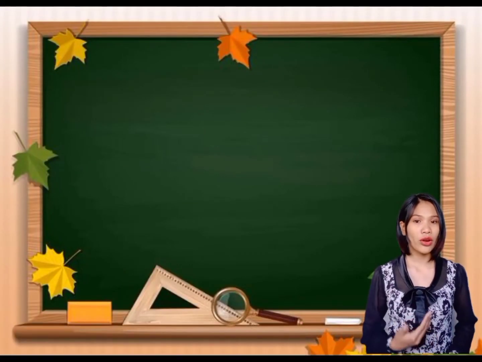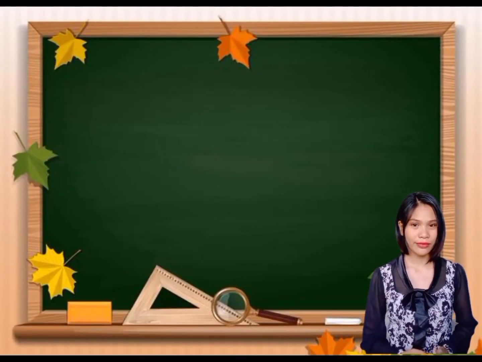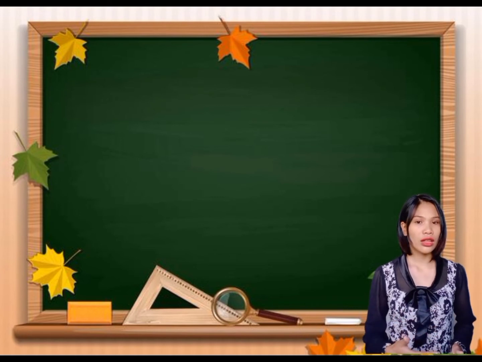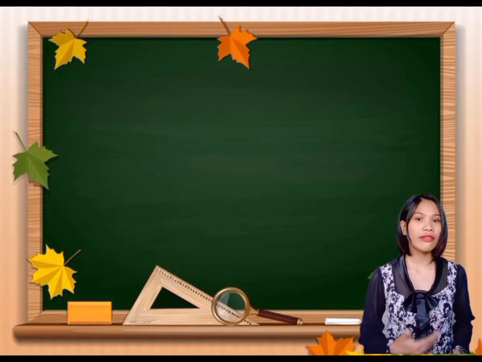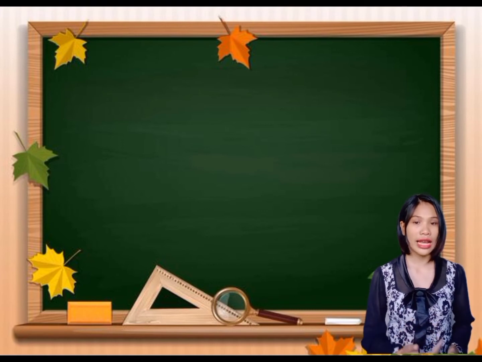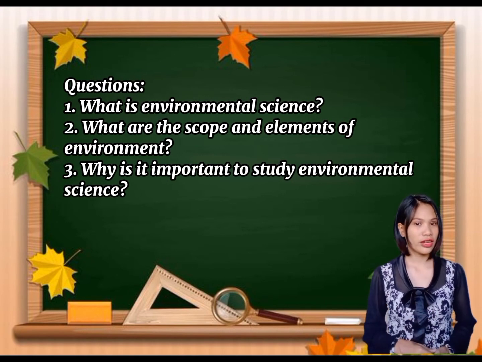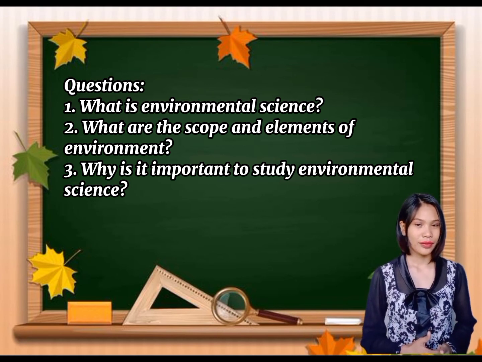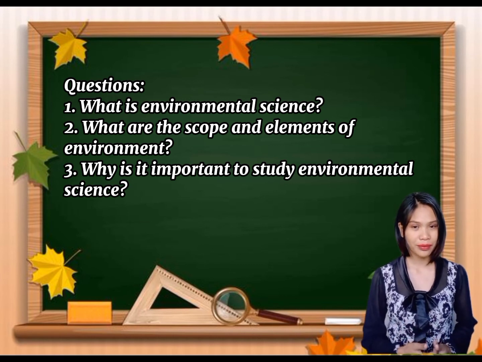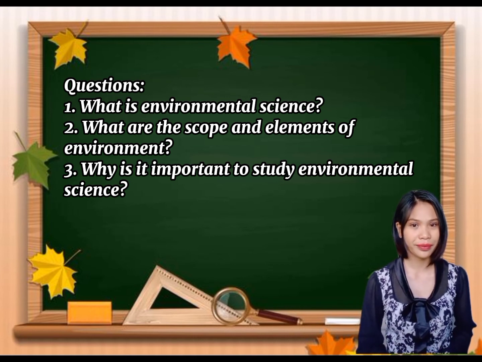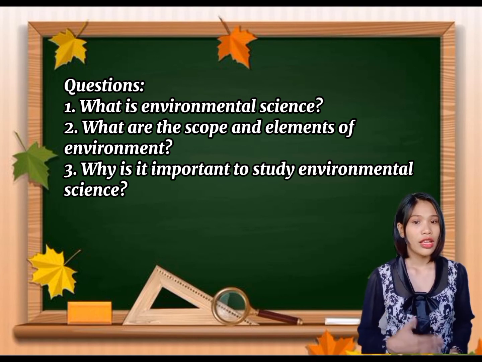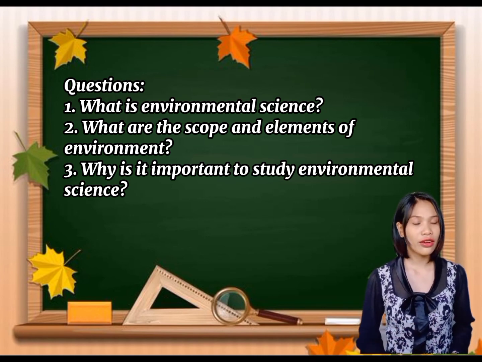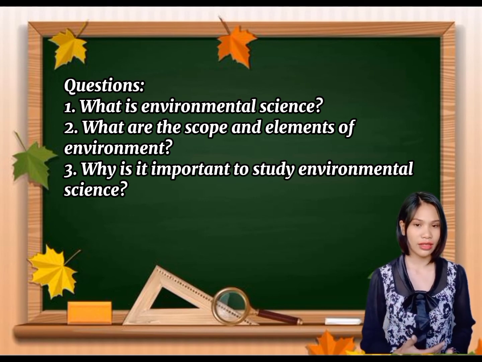What have you learned from our lesson for today? Now, let's recall so that we can determine if you have really learned something from our lesson. First question: what is environmental science? What are the scope, limitations, and elements of environment? Why is it important to study environmental science? Now, if you can answer that, you have really learned from our lesson.